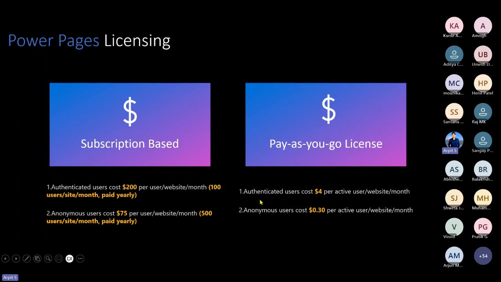And if you are choosing the pay as you go license, this is a better approach when your website traffic is not that much and your website is not being used that frequently. In that case, an authenticated user costs $4 per active user per website per month, and an anonymous user costs you $0.30 per active user per website per month. You will also get that information from the Microsoft portal as well. So don't go with this slide deck to make your decision.